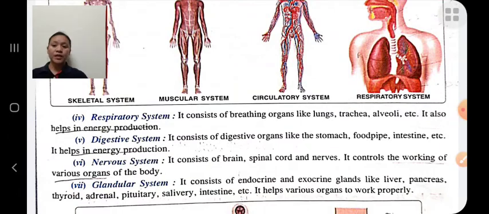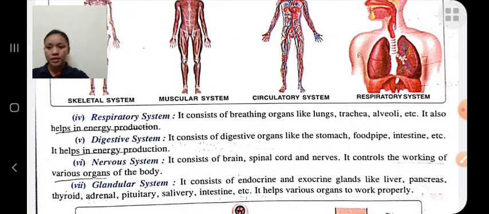Respiratory system. The respiratory system helps in bringing in oxygen. Oxygen is taken in and carbon dioxide is exhaled. It consists of lungs, trachea, alveoli, etc.